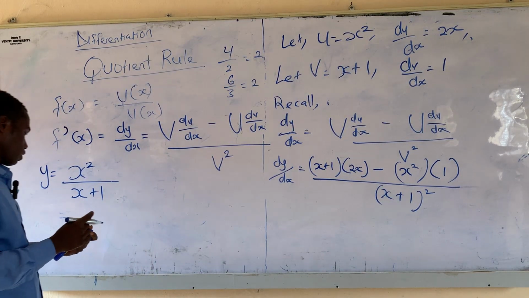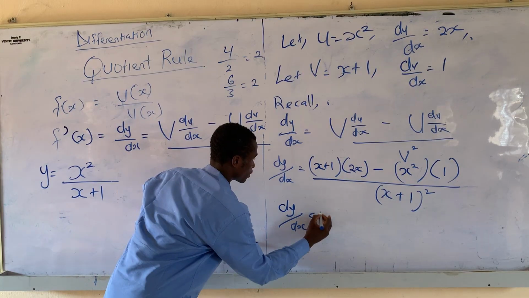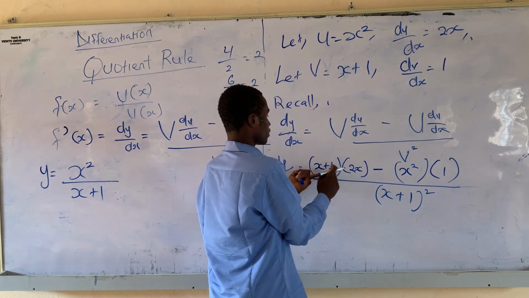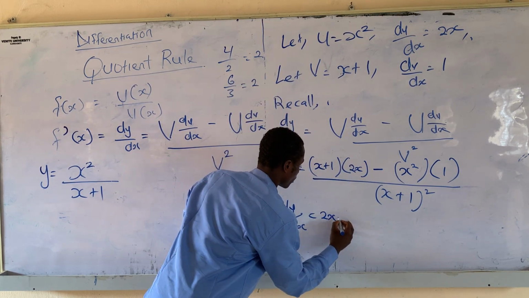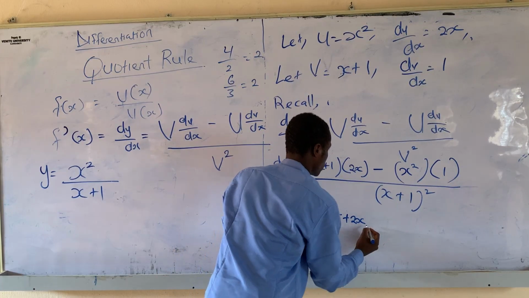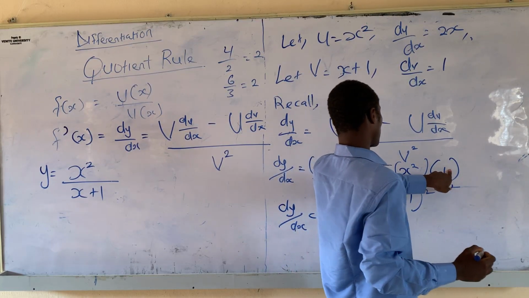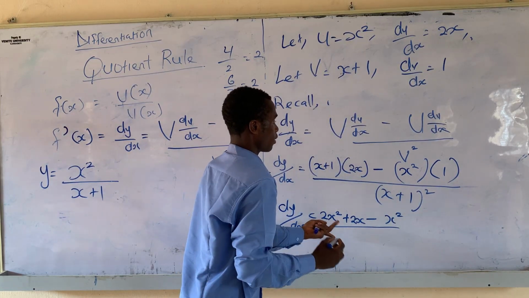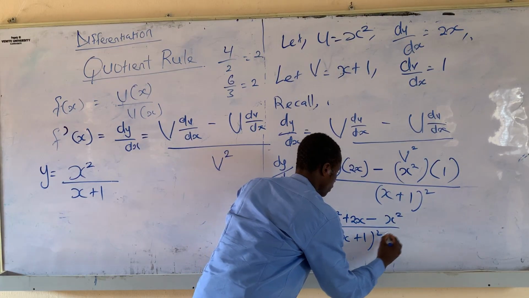Then we can say our dy over dx is equal to, here, x times 2x becomes 2x squared, 1 times 2x plus 2x, minus x squared times 1 becomes x squared, all over x plus 1 raised to the power 2.